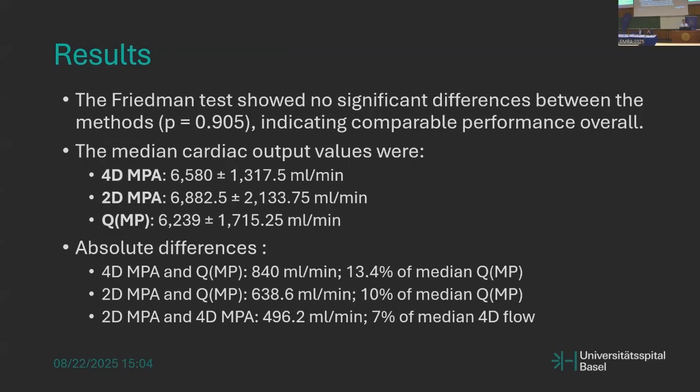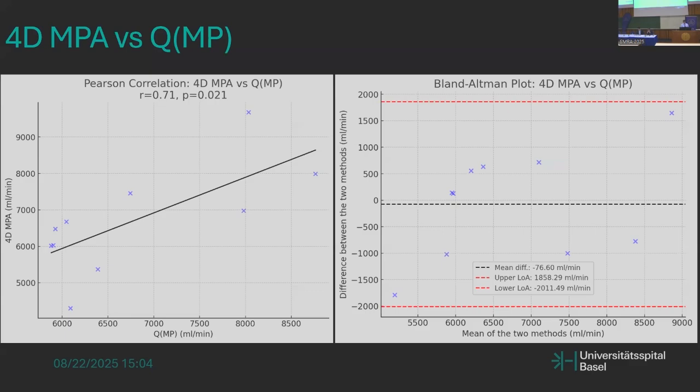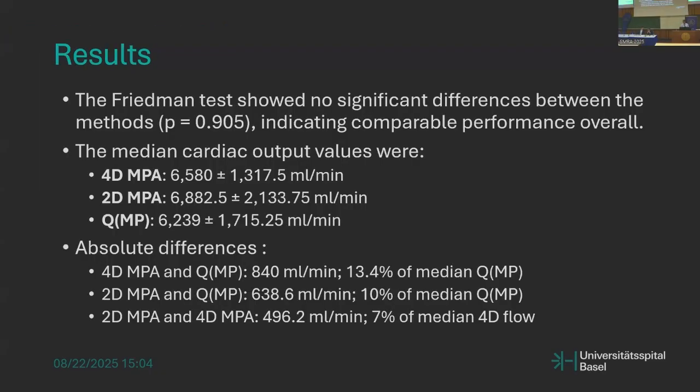The Friedman test showed no significant differences between the methods with a p-value of 0.9, indicating comparable performance overall. Can you go a slide back? Sorry. All right. So thank you.